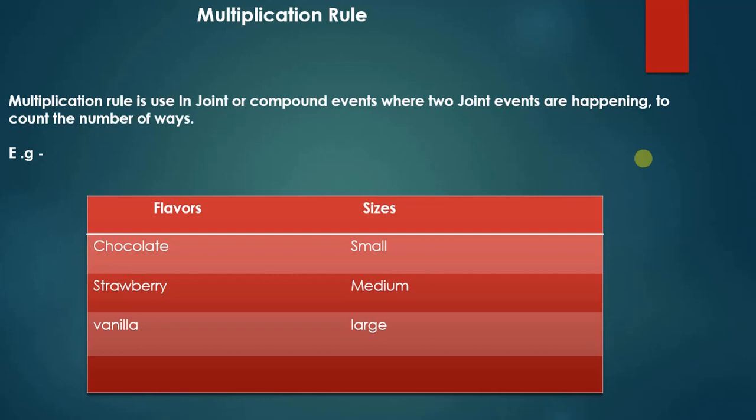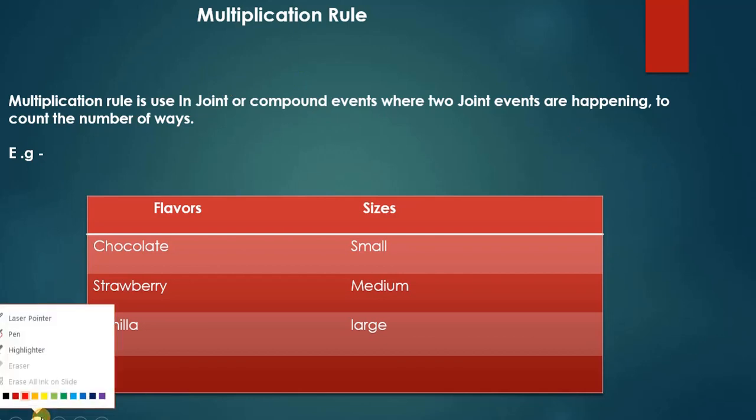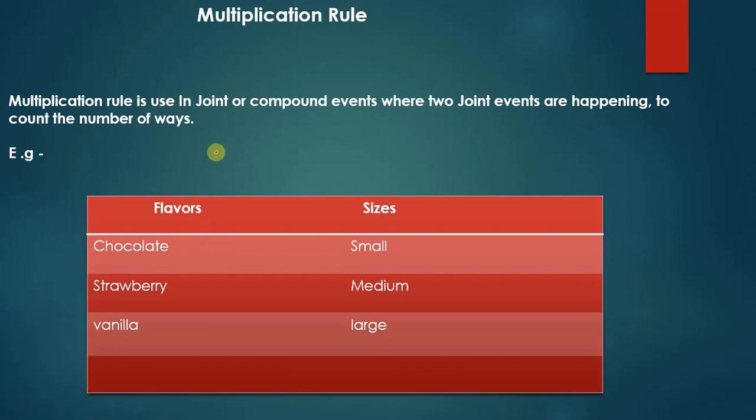Correct. So the multiplication rule is used in the case of joint or compound events. What do I mean by that? When two events are happening one after the other, connected to each other, then we can use the multiplication rule to count the number of ways faster.